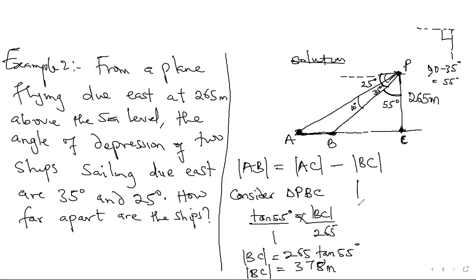Now, I want to manage this space here. Then I can calculate AC. How do I get AC? So to calculate AC, I'm going to use triangle PAC. Consider triangle PAC. So if I use triangle PAC, then this angle here, so let's say this is a triangle.